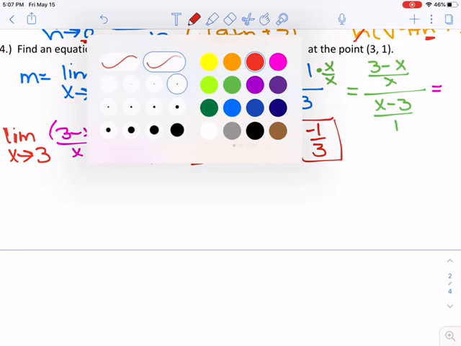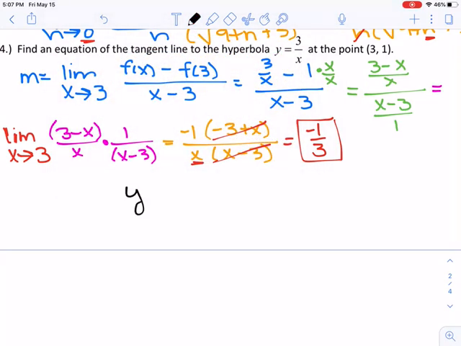Once I find my slope, and I have a point, I can write the equation of my tangent line in point-slope form. So y minus my y-coordinate, y minus 1 equals my slope, negative 1/3, times x minus my x-coordinate, x minus 3.